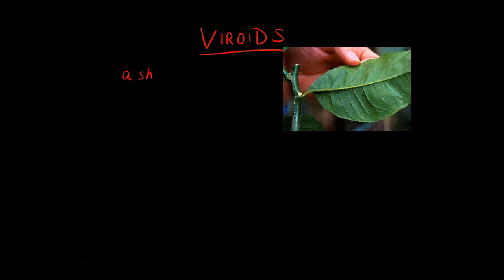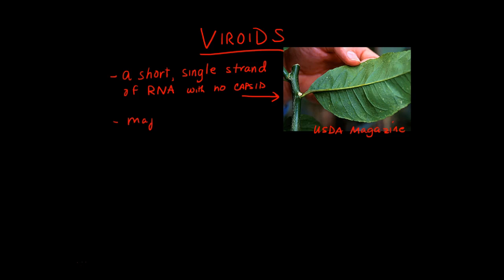Some infectious agents are even smaller than viruses, and on this slide we're talking about viroids. Viroids are the smallest particles that are able to replicate. They consist of a single short strand of RNA with no capsid, but they infect plants, and they're able to disrupt plant cell metabolism and destroy crops. Many economically important crop plants have been destroyed by viroids.